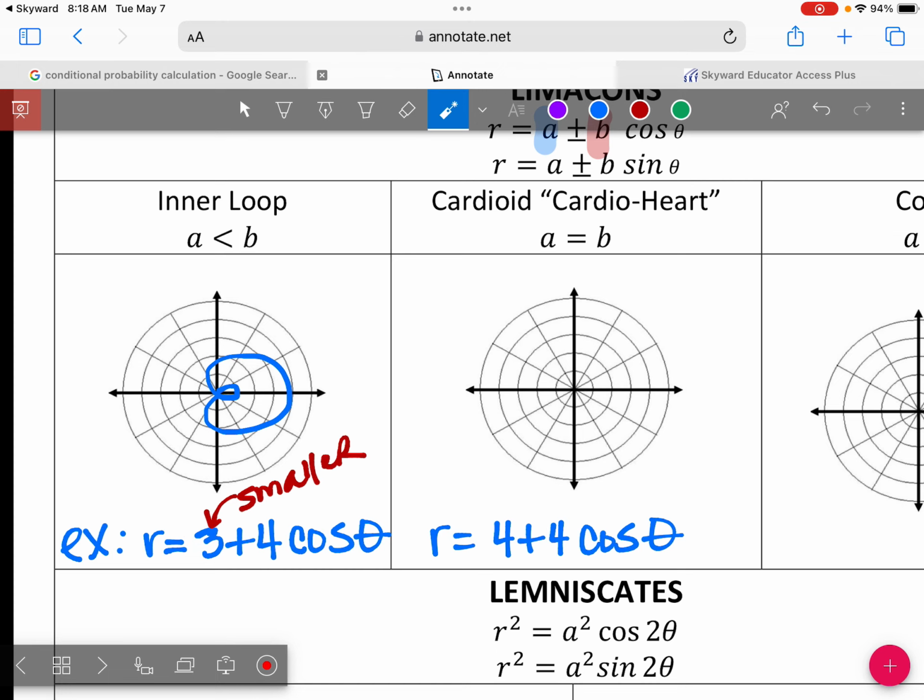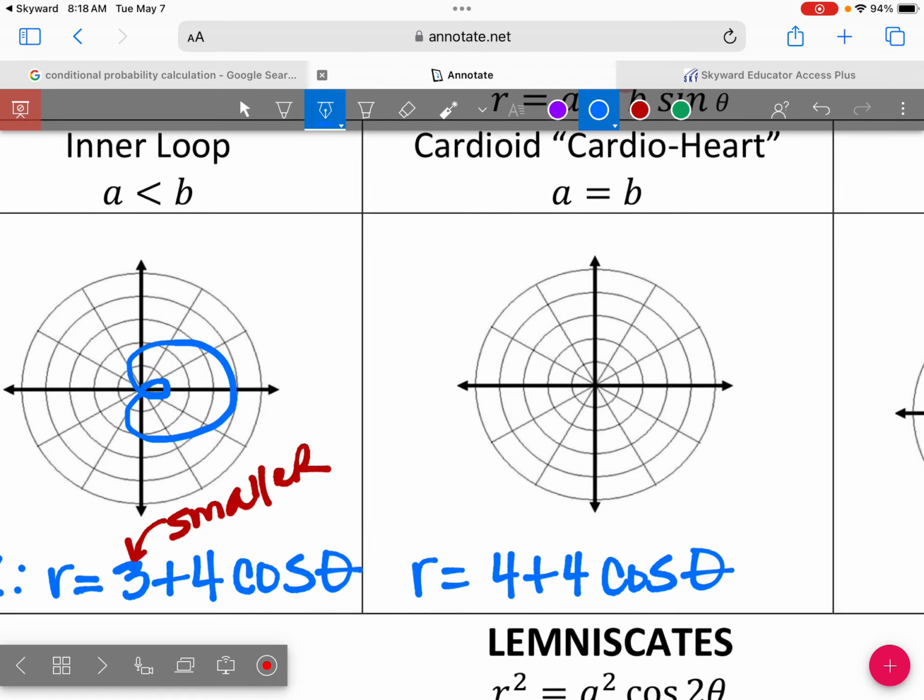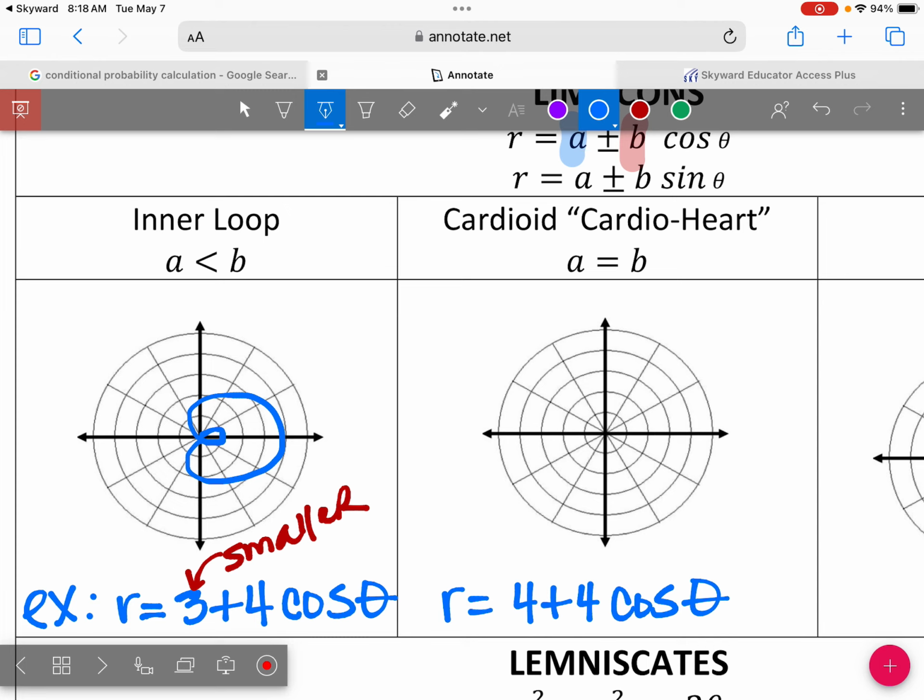All right, so now it's just going to look like, and it's called a cardioid. Cardio means heart, because it looks like a heart. So if you want that for one of your graphs on your project, it would just look like a heart, but no more inner loop. So that would get rid of the inner loop.